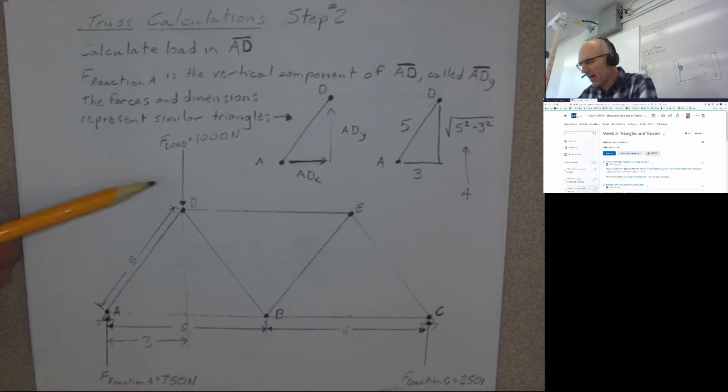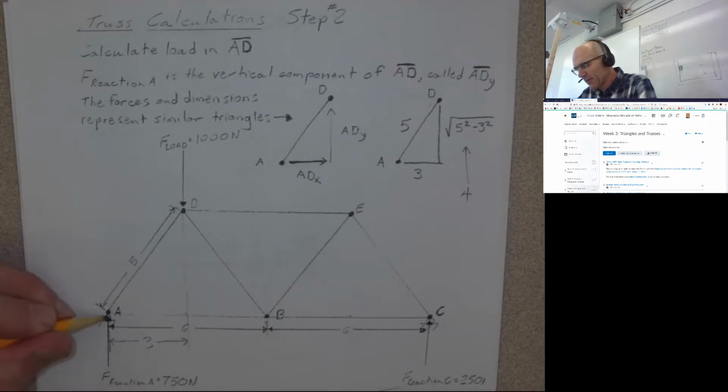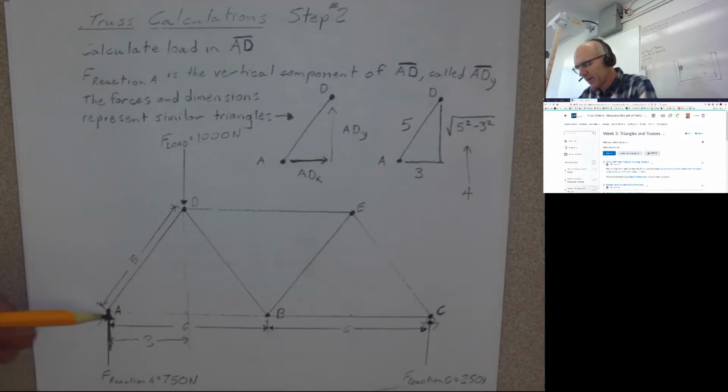Okay, let's go right in here, and F load equals 1,000 newtons coming down here. A's got force coming up right here. Now we know that there is 750 newtons of force acting vertically right in here. Okay, now that 750 newtons that's pushing up on point A has to push up on this member right here.